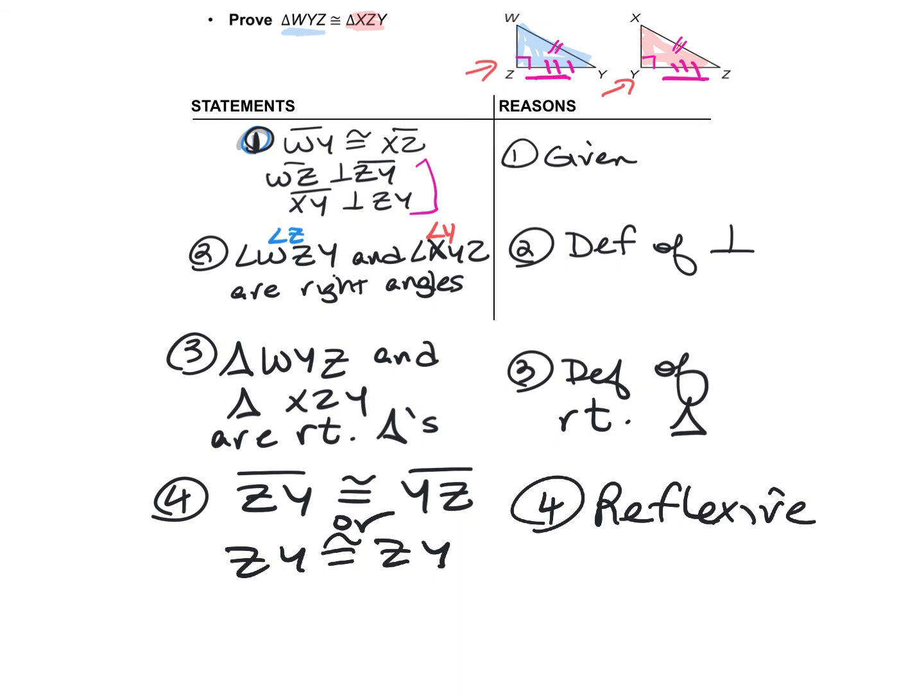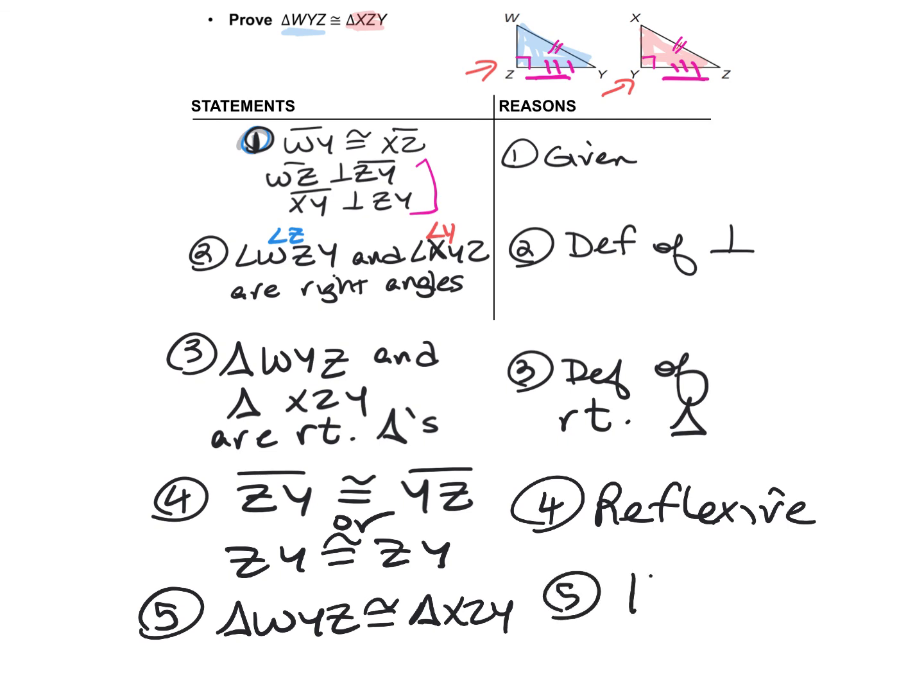And then the last statement is what you were trying to prove, because we've got the right angle, we've got the leg marked as congruent, and the hypotenuse. So last step, triangle WYZ is congruent to triangle XZY, and this reason is hypotenuse leg. And that is it for the notes on 5.5.